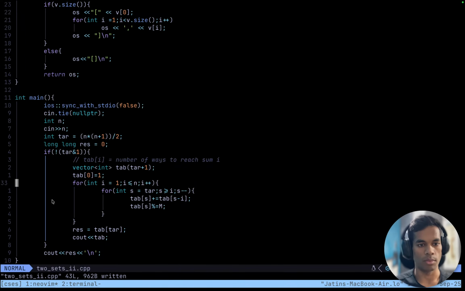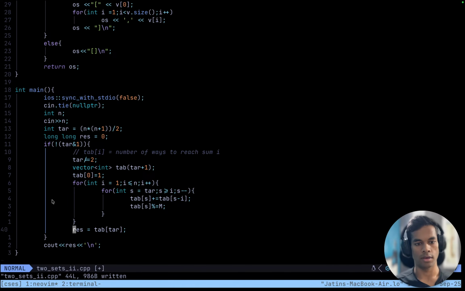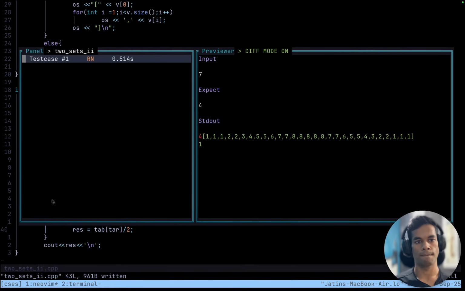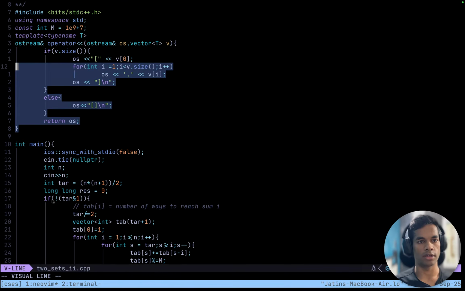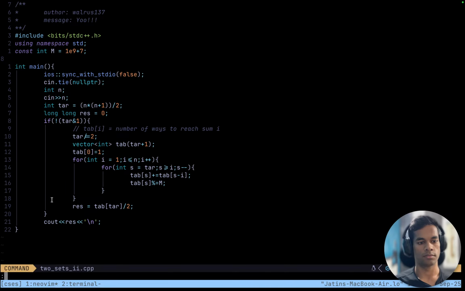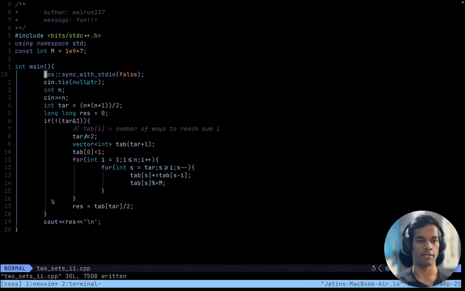So there is some problem with tar. Yeah, tar divided by 2, and here rest equals this thing divided by 2. Cool, cool. That does work, and hopefully that is also correct. And as always is the case, before submitting this, I will first delete the whole code and then submit it.